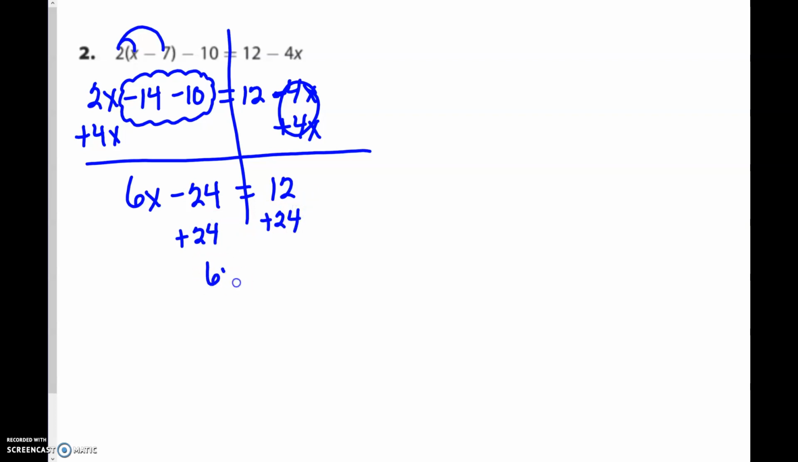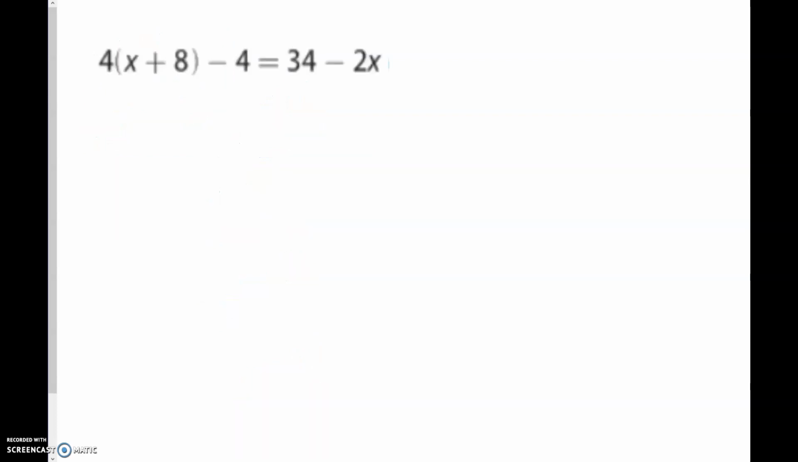So 6x equals, and 12 plus 24 is 36. 6x, so we're going to divide both sides by 6. So x is 6. Alrighty.